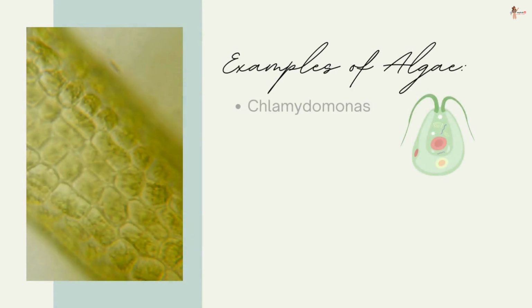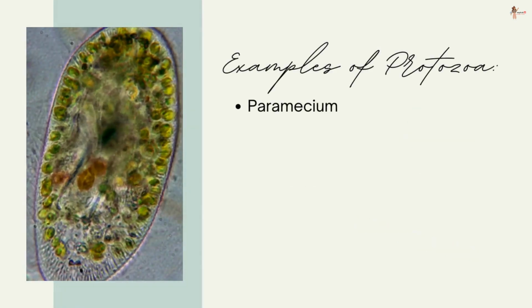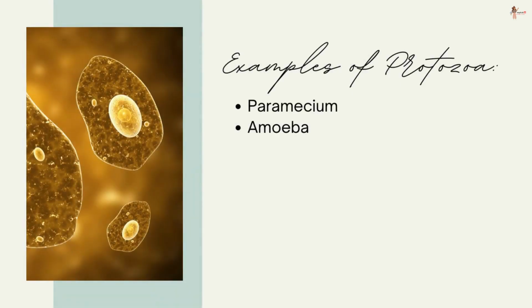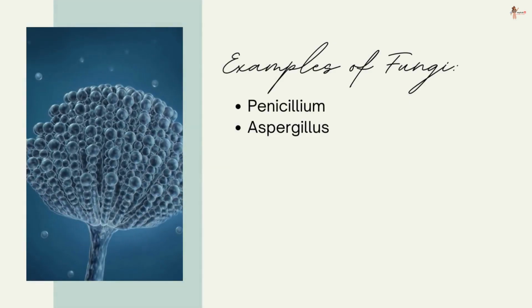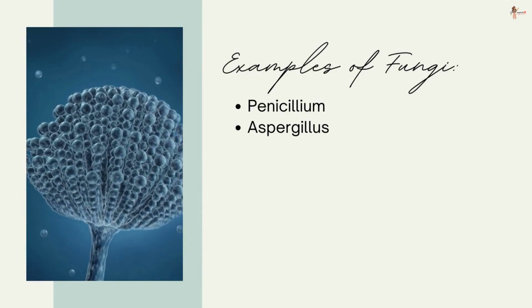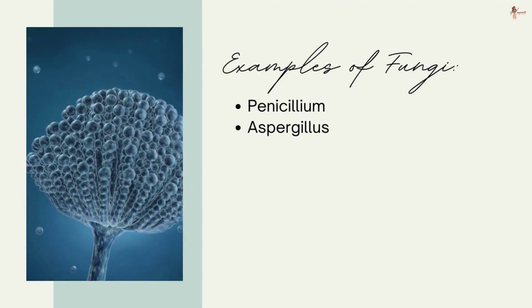Chlamydomonas and Spirogyra are algae, whereas Paramecium and Amoeba are protozoa. Penicillium and Aspergillus are fungi. We discussed one more fungus. Do you remember which one? Comment below and tell us.